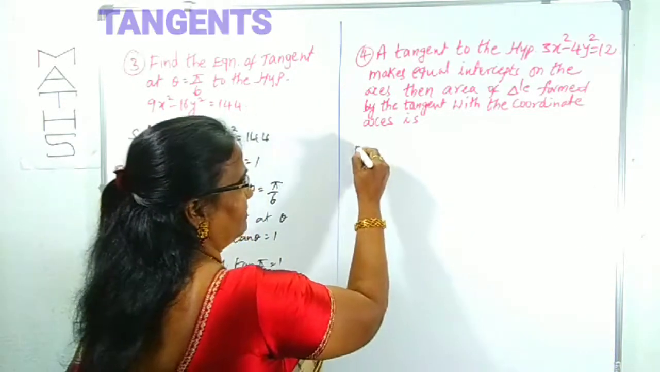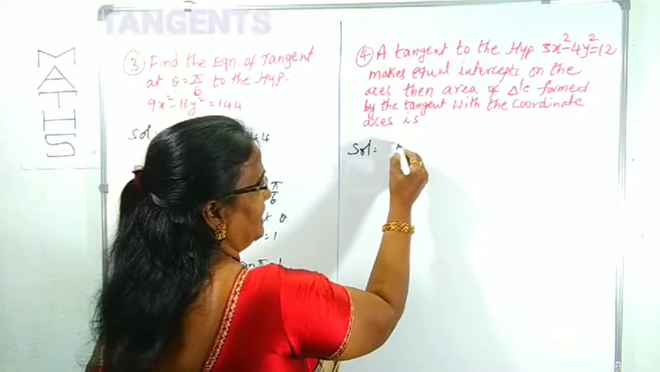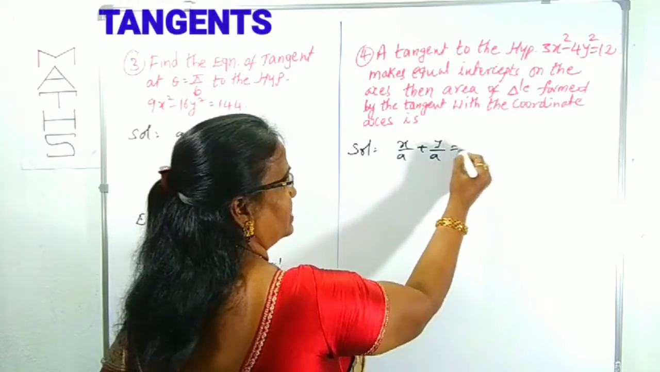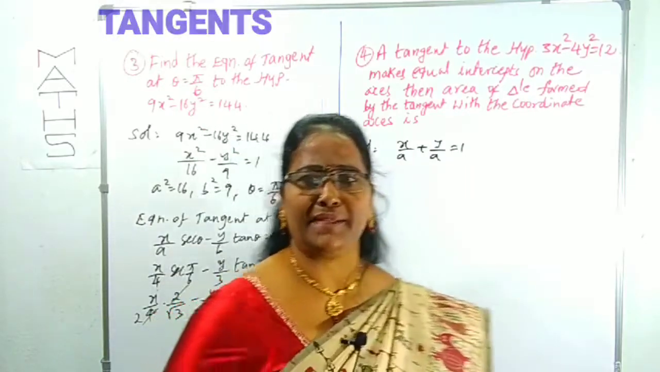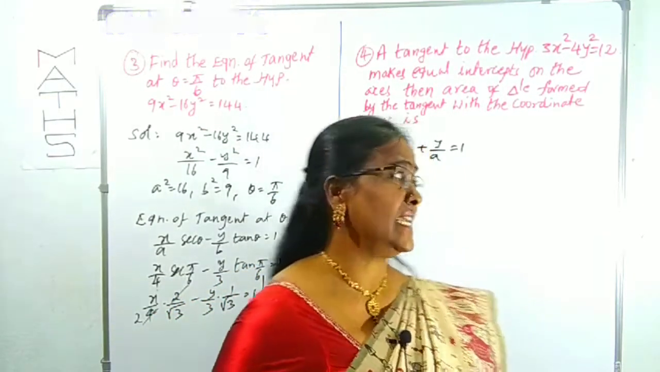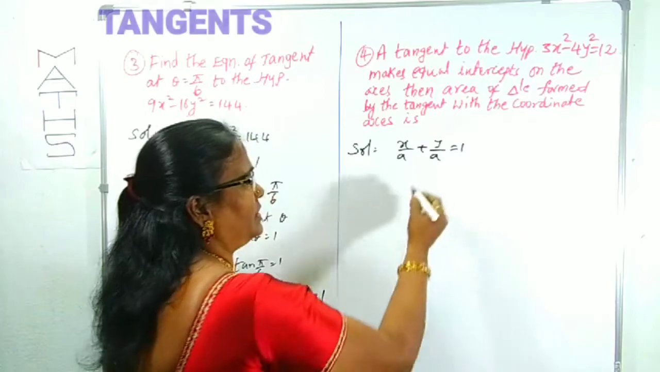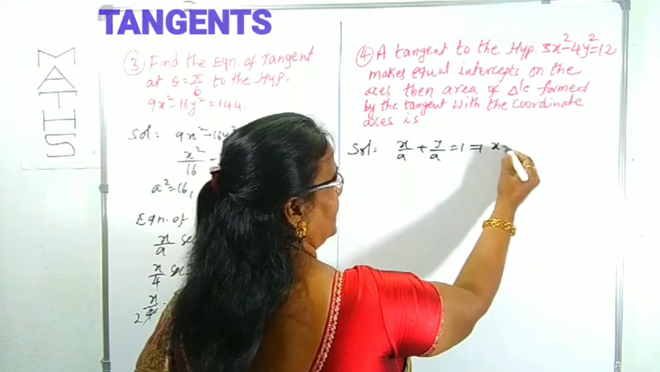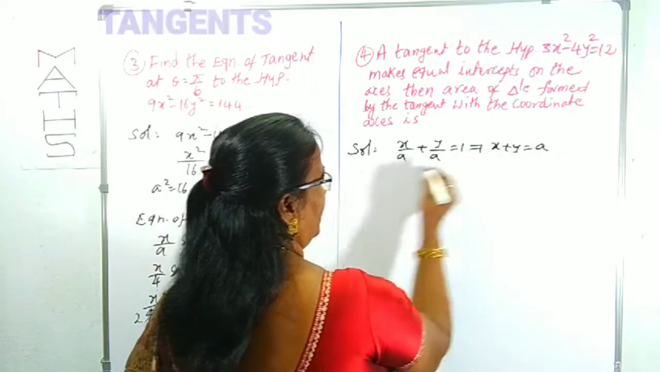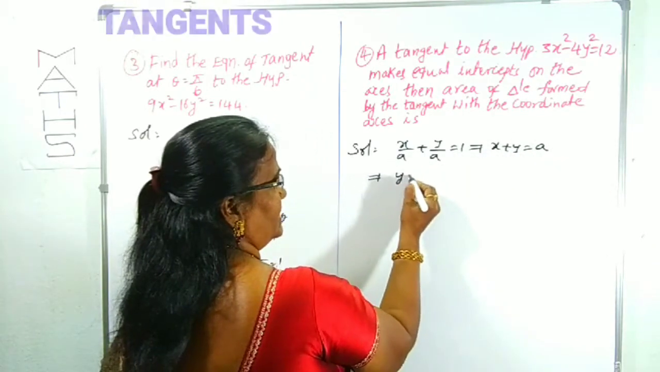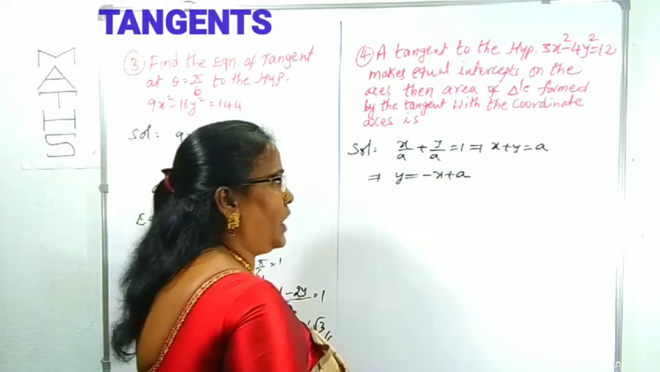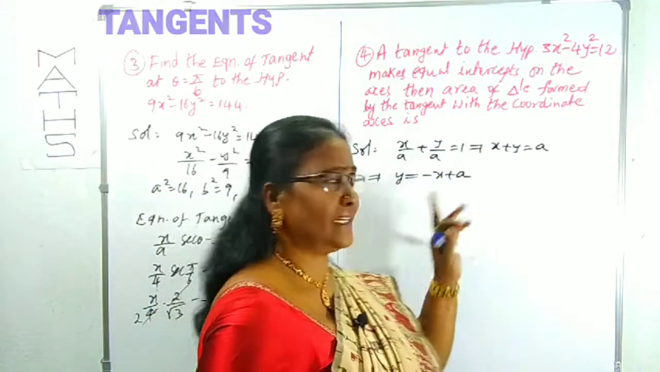But here the intercepts are equal, so we can take the line to be x by A plus y by A is equals to 1. Here intercepts are equal; in place of B we can choose it as A. We can rewrite this, by taking the LCM, as x plus y is equals to A. Again I am writing this as y is equals to minus x plus A.